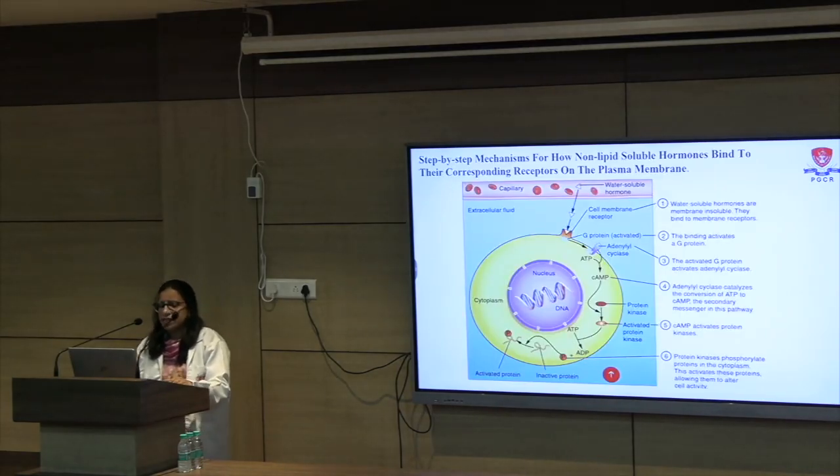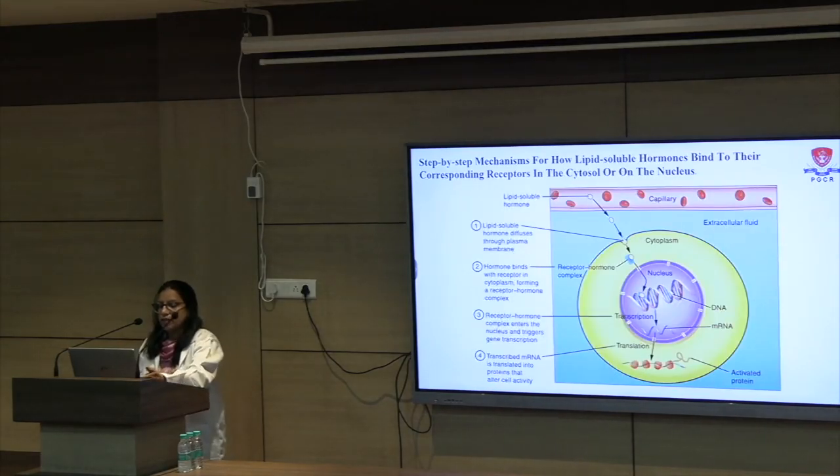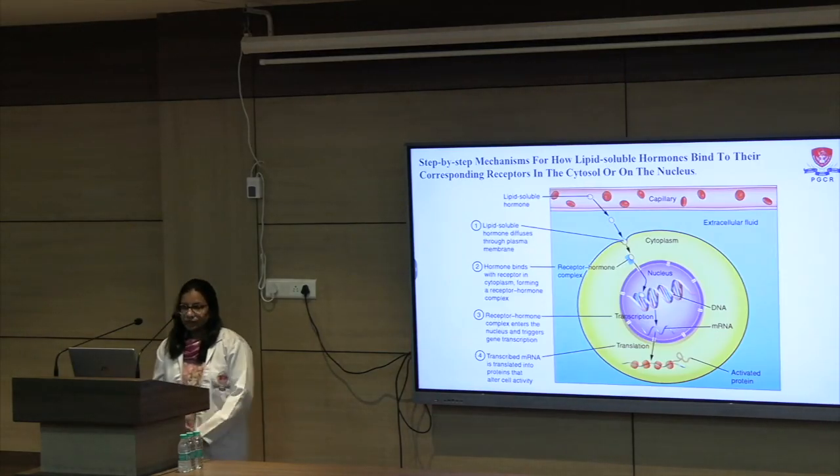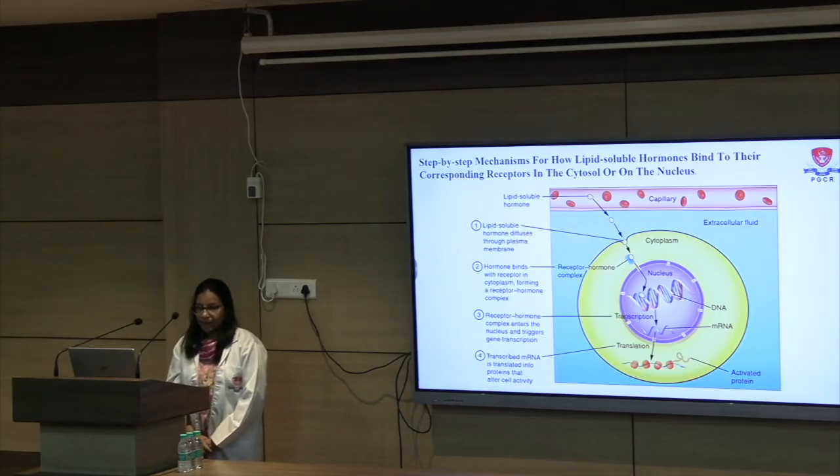In this picture we can see the mechanism of non-lipid soluble, water soluble hormones, how they bind. They cannot directly diffuse in the cell membrane. So first there is activation of G protein that leads to activation of adenyl cyclase, and it causes release of second messenger, and ultimately there is physiological response. And the other one is lipid soluble hormone. They can directly diffuse in the cell membrane and they go to the cytoplasm and nucleus and then transcription and translation occurs. These are two fundamental differences. All the residents must know about it.